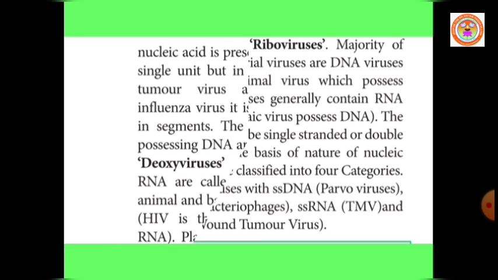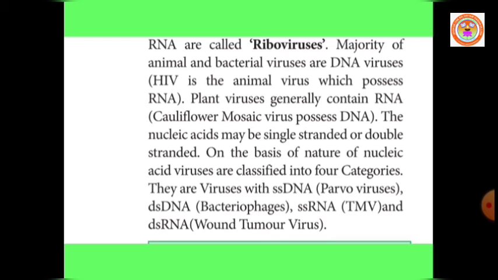Plant viruses. Most of the plant viruses are RNA viruses, but some of them are exceptions, they contain DNA. For example, cauliflower mosaic virus, which causes a disease in cauliflower called mosaic disease, is a virus which contains DNA as a genetic material. So there are some exceptions. All the plant viruses contain RNA as a genetic material, except one or two which contain DNA as a genetic material.